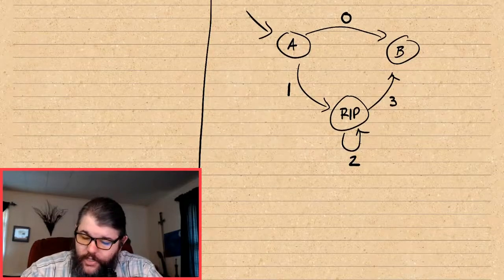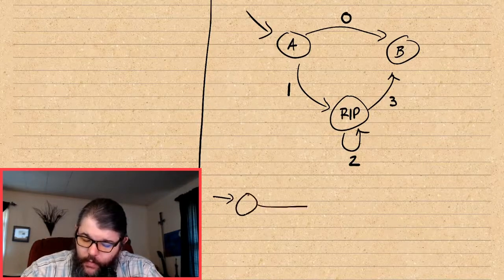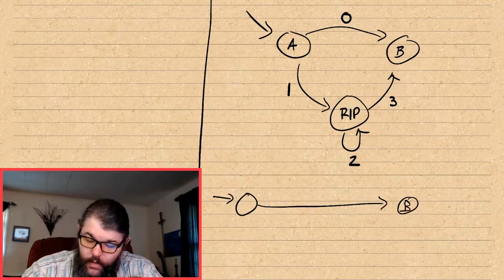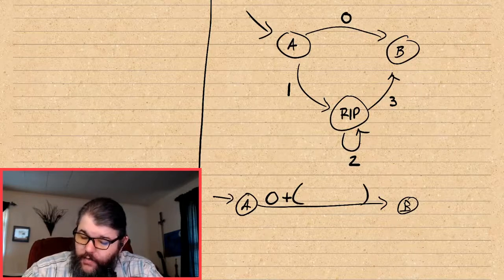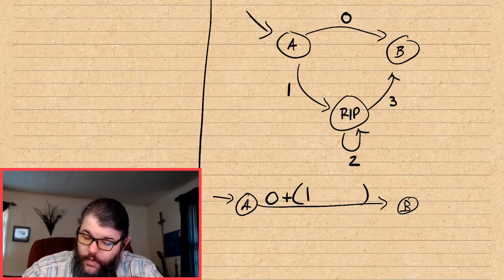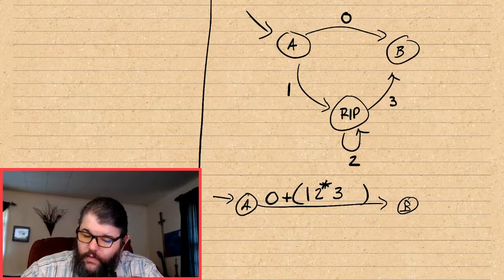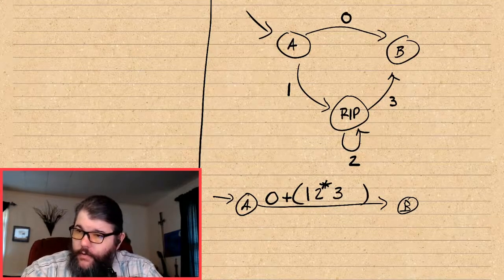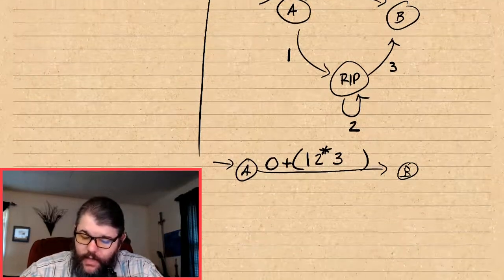In this situation, if I'm ripping out this rip state, the new label between A and B is going to be 0, or the new pathway that just got constructed through the rip, which is 1 to rip, rip back to itself star, rip to B. Right? So you get this. There's 2 ways from A to B now. I can either take 0 directly, or I can go through rip. And it's useful to think of this.